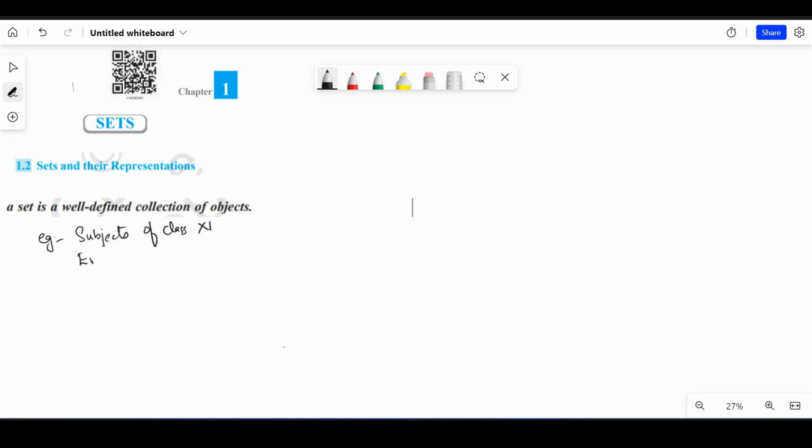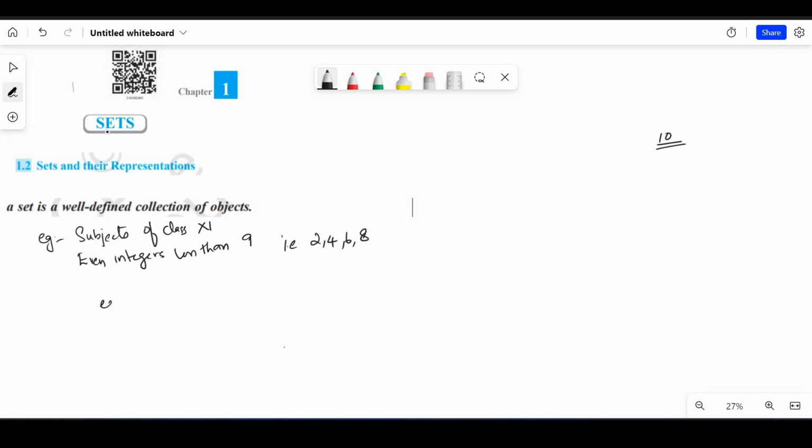So you know it's a well-defined collection of objects. Or say for example even integers less than 9. So we can write it as 2, 4, 6, 8, right? And if you take say 10, does 10 belong to this set? No, right? It should be less than 9 and should be even integers. Even though 10 is an even integer, it is not less than 9. So well-defined collection means we can definitely decide whether a given object belongs to this particular collection or not. That is what is meant by well-defined collection.